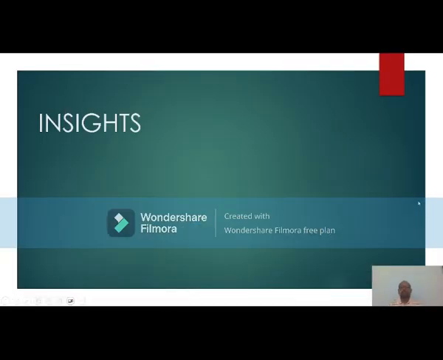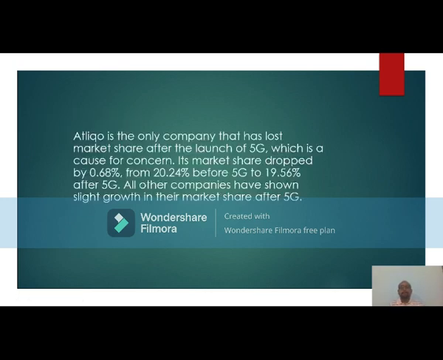Now let's jump onto the insights part of the report. AtliqO is the only company which has lost a bit of market share post the launch of 5G plans. It had 20.24% before the launch of 5G. However, it did decrease by 0.68% to 19.56% after the launch of 5G plans.